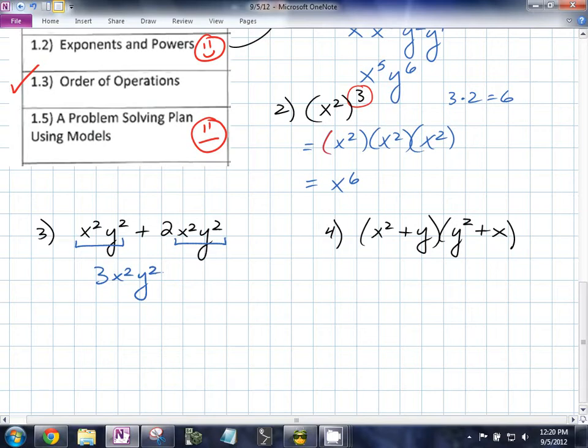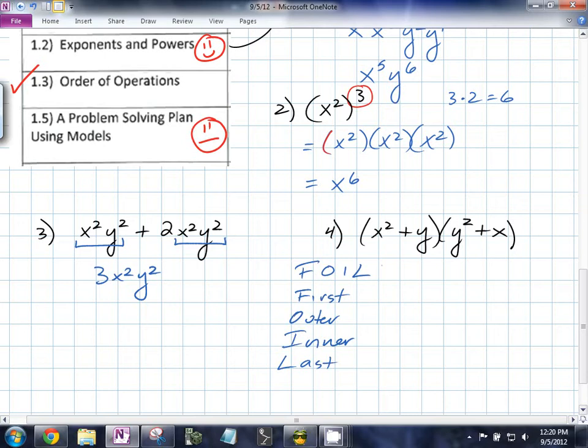We're multiplying in number 4. Can someone tell me one word of what I need to do? Foil. Raise your hand if you've heard the word foil before in a math classroom. First, this is how it's spelled, and this is what it stands for. First, outer, inner, last.